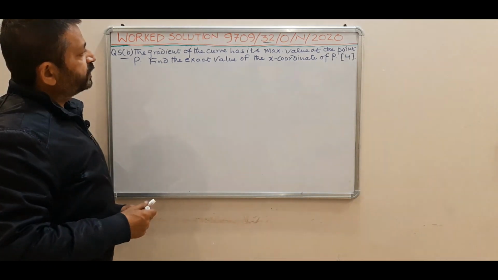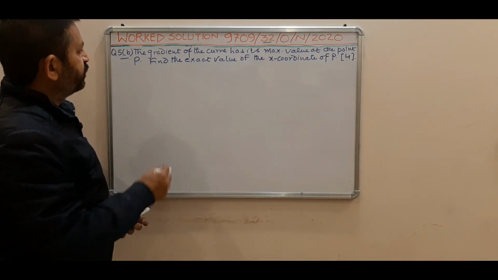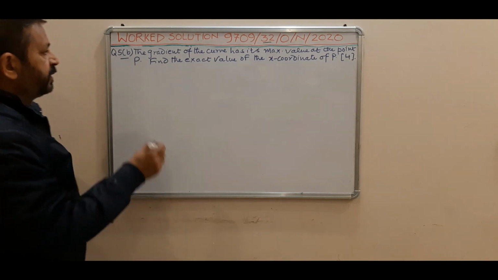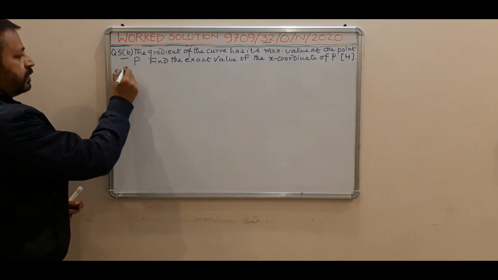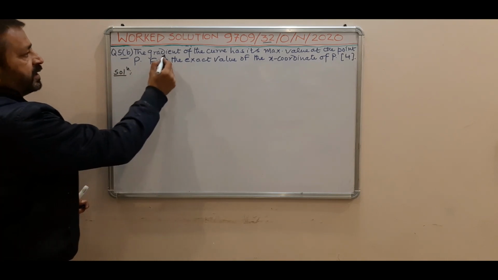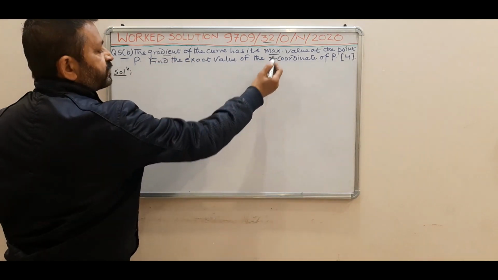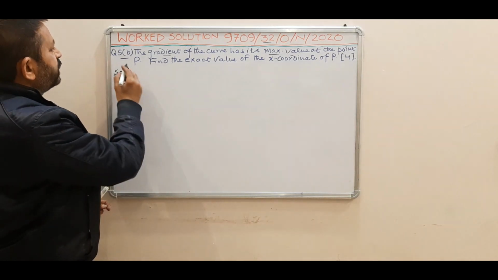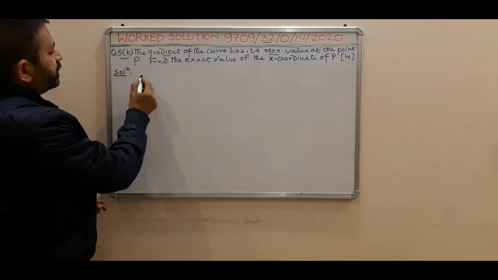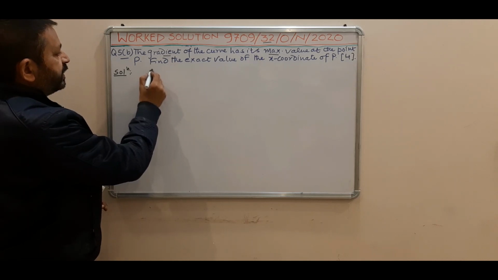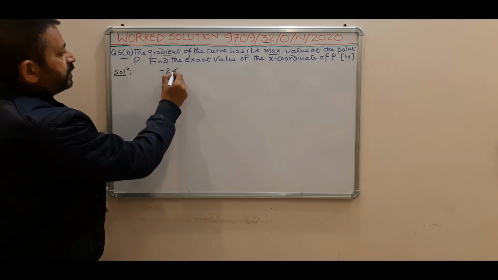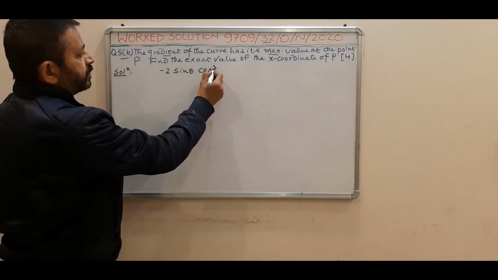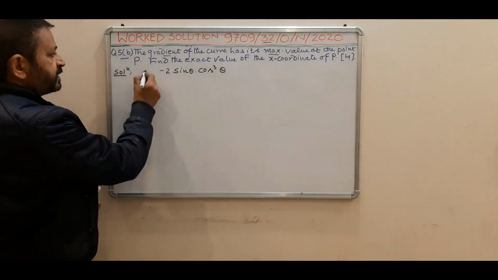Question number 5, B part. The gradient of the curve has its maximum value at the point P. Find the exact value of the x coordinate of P. So the gradient is having a maximum value, which means now our function is the gradient function. As we have already found in part A, the gradient function was minus 2 sine theta cos cube theta. So I'm considering it as y.